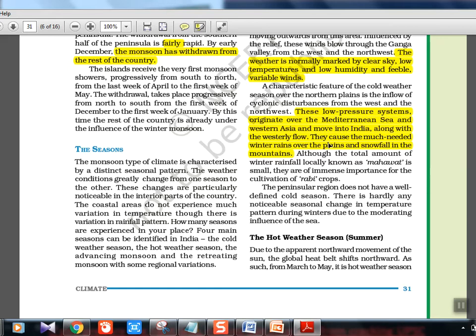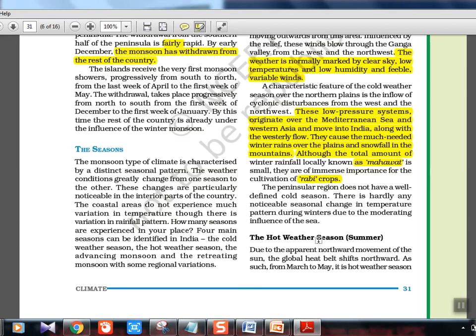Okay, the western disturbances. Total amount of winter rainfall is locally known as Mahavat. Okay, Mahavat is a name which again is mentioned in NCERT, so you have to know. Total amount of winter rainfall is called Mahavat. Okay, immense importance to the cultivation of rabi crops. The winter crops. Okay, wheat is the most important one.